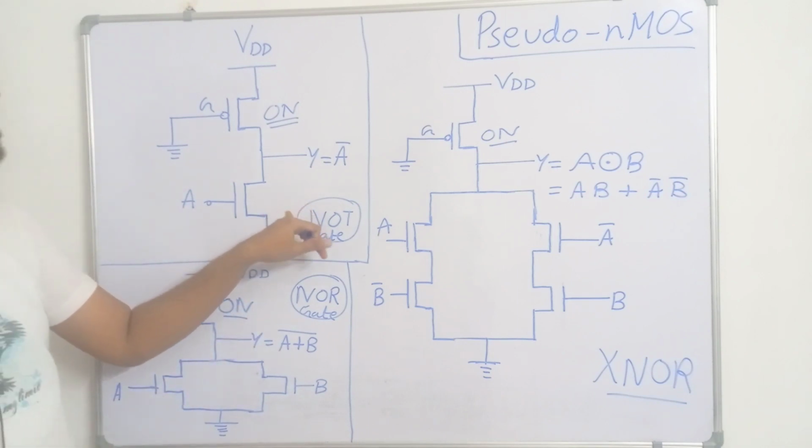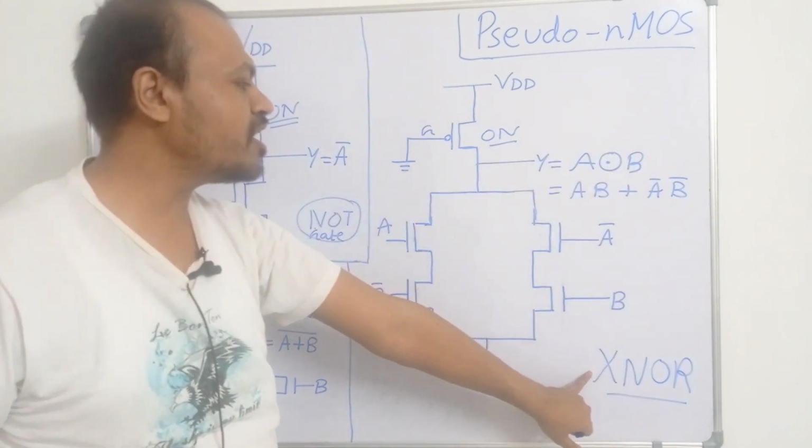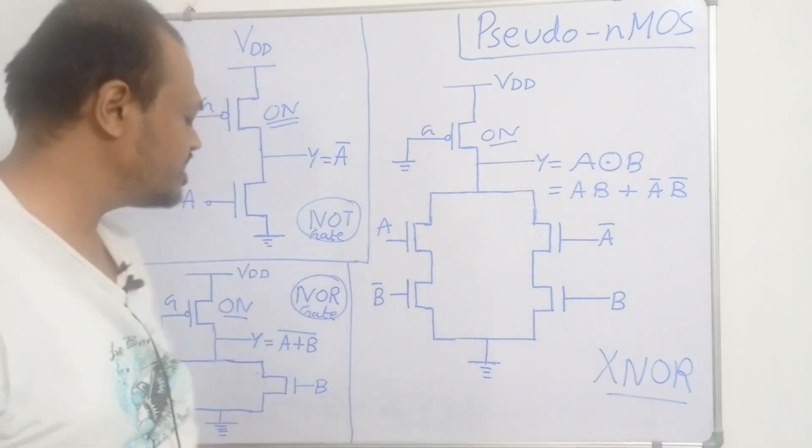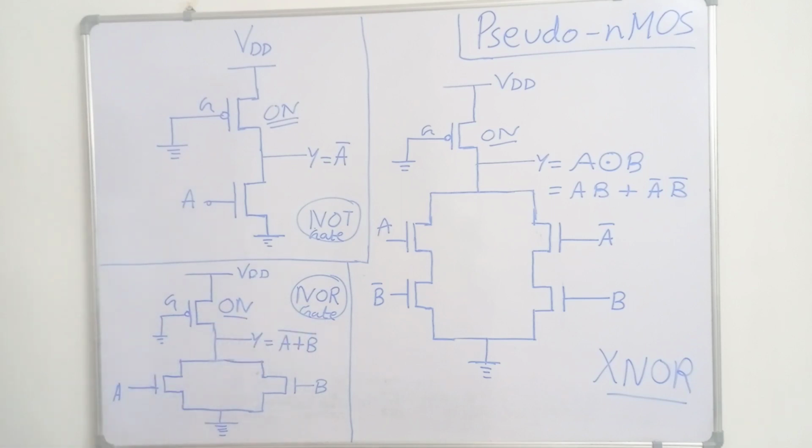So this is your NOT gate using pseudo NMOS logic. This is an XNOR gate using pseudo NMOS logic, and this is a NOR gate using pseudo NMOS logic. The pull-up network consists of a single PMOS transistor whose gate is connected to ground. So the gate potential is always 0, so this PMOS is always on. Then the pull-down network will be like in traditional CMOS. The pull-down network of this NOT gate consists of a single NMOS transistor.